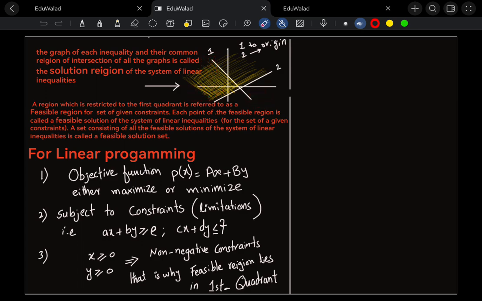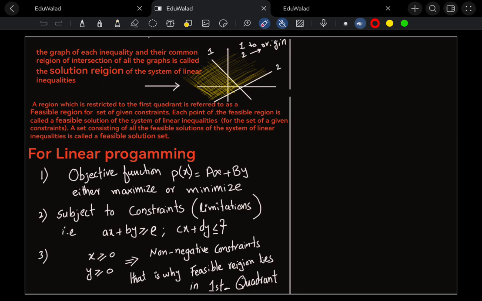So the common region which is restricted to the first quadrant is referred to as a feasible region. We need this feasible region for discussion, because in linear programming we need the feasible region. Each point of the feasible region is called a feasible solution of the system of linear inequalities. Let's suppose this feasible region has this point, this point, this point. Each point of the feasible region is a solution of the system of linear inequalities.